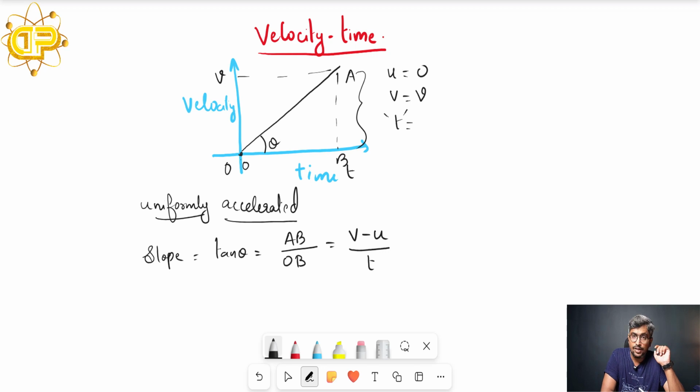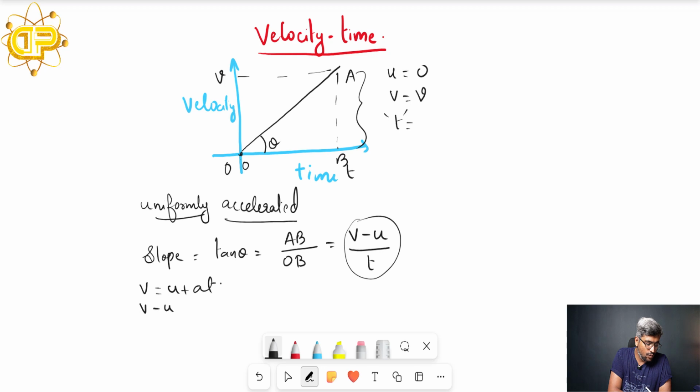OB is T. So V minus U by T. This is the equation that you are getting while you are finding out the tan theta or slope of a graph. And what is this? From the first equation of motion, you know that V is equal to U plus AT. From there, V minus U by T is nothing but the acceleration. So you are actually getting the acceleration if you're finding out the slope of a graph.